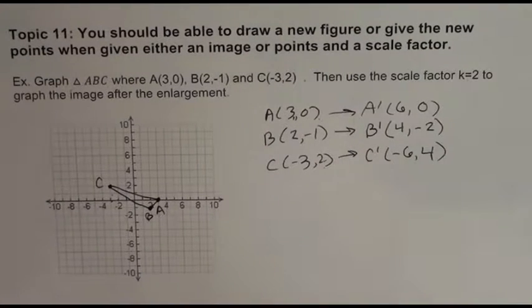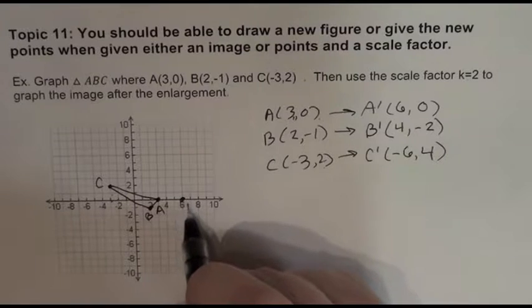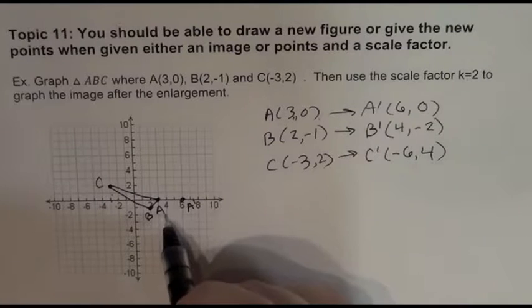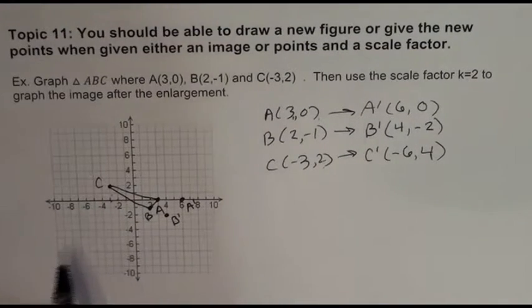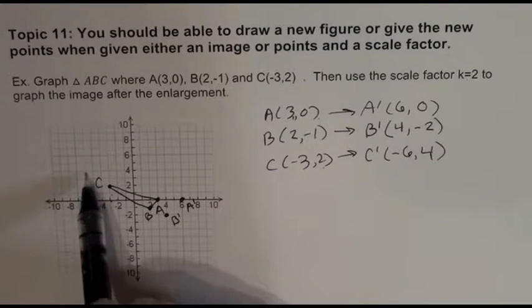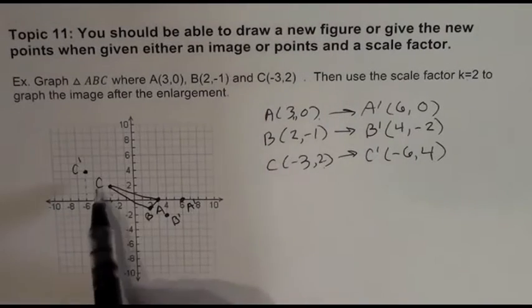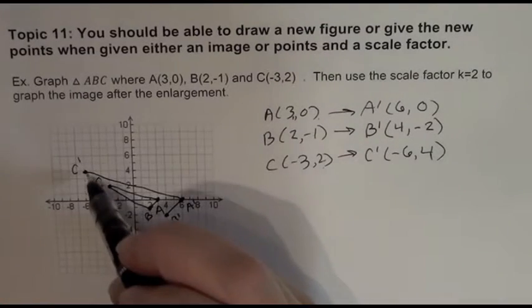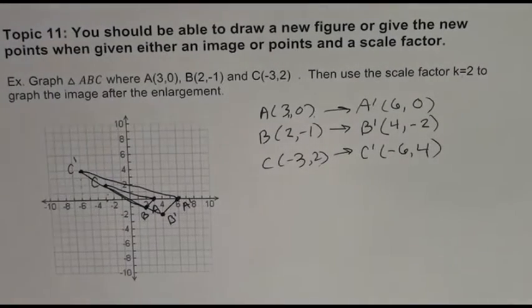We now have the A prime, B prime, and C prime. All we have to do is graph them. So A prime (6, 0). It's out here. B prime (4, -2). It's right here. And C prime (-6, 4). All the way up here, quadrant 2. And then we can connect them to get our new triangle A prime, B prime, C prime.